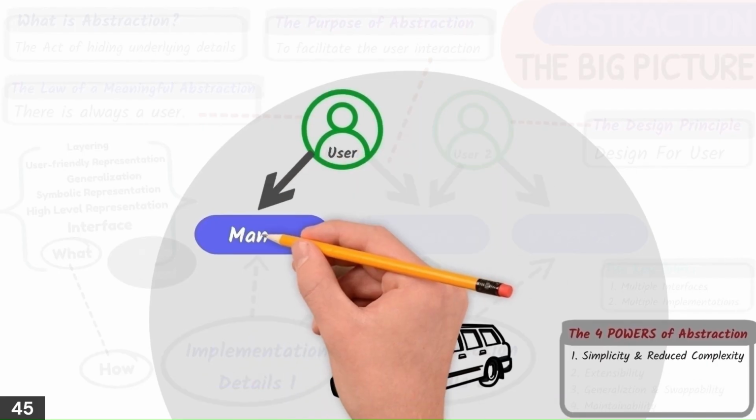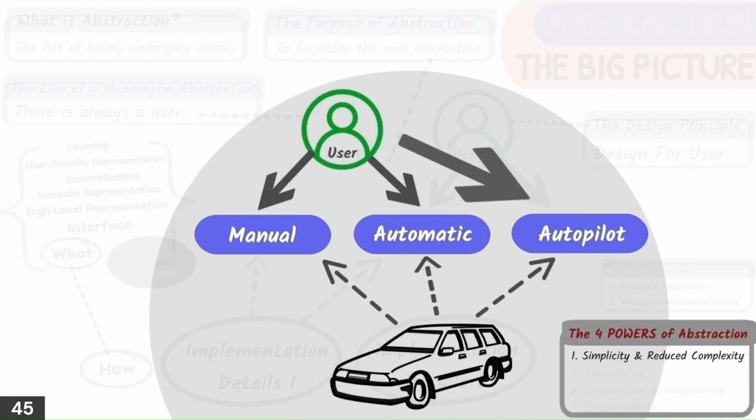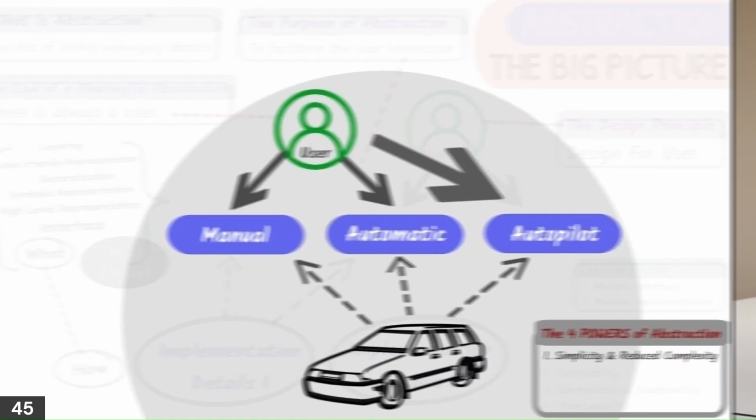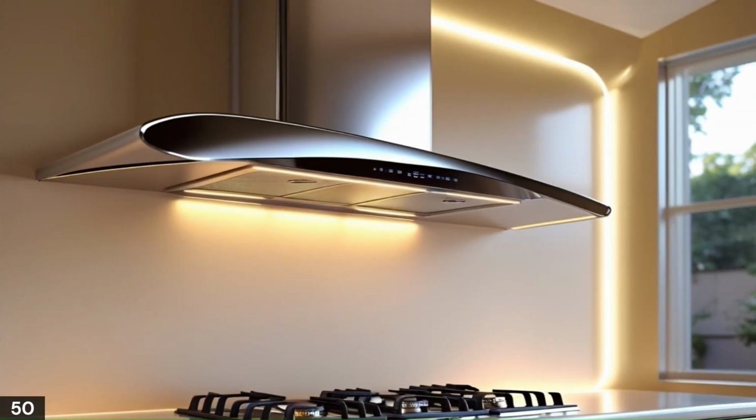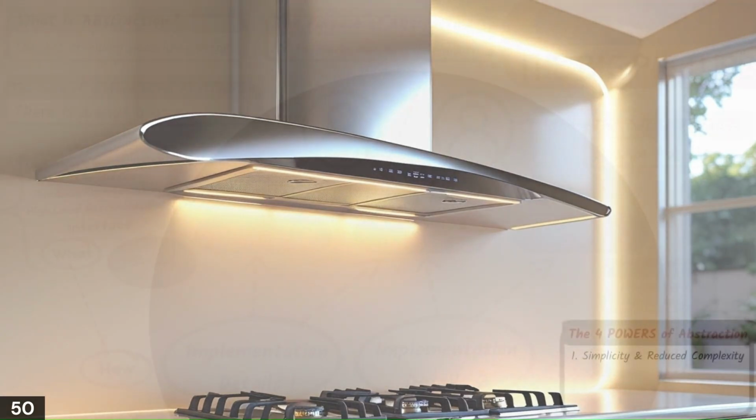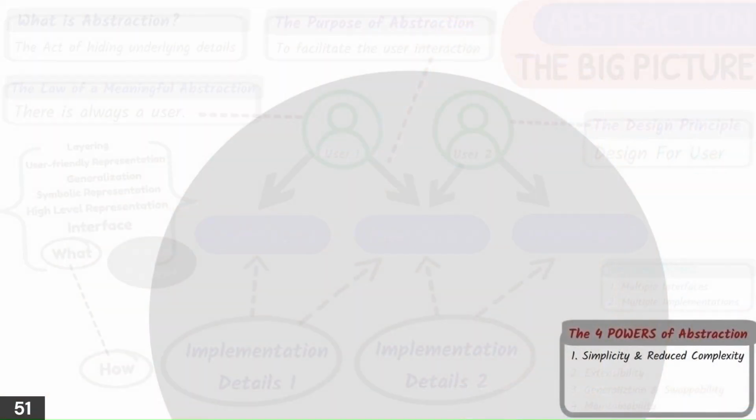As you go from manual to automatic to autopilot, each shift in the interface simplifies your experience and hides more of the underlying complexity. Look at all these buttons around you on the microwave oven, or the washing machine, the blender, the stove, the range hood, and other appliances like these. All of these are examples of abstractions simplifying your interactions by abstracting away the complex mechanisms behind the scenes.